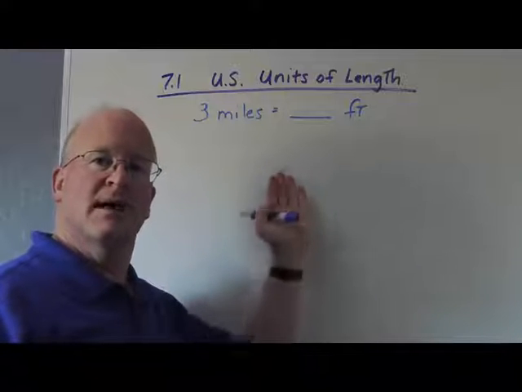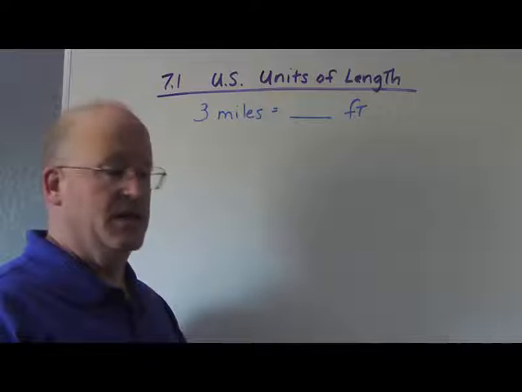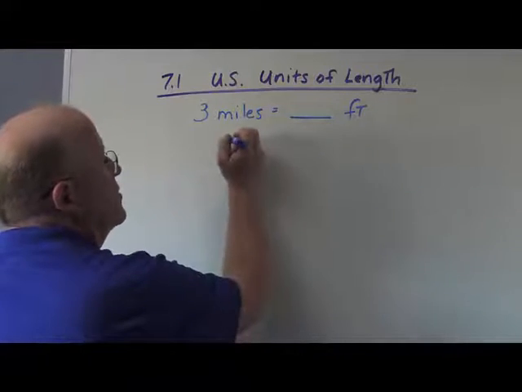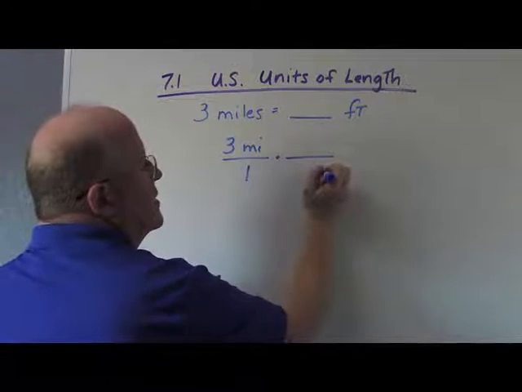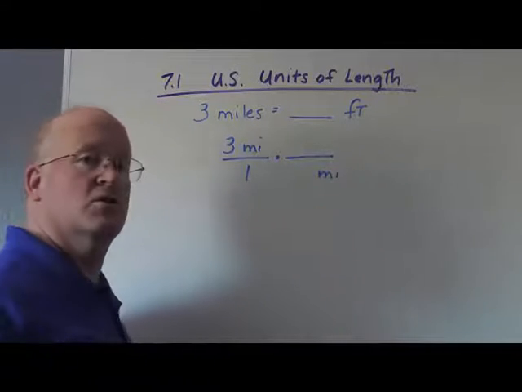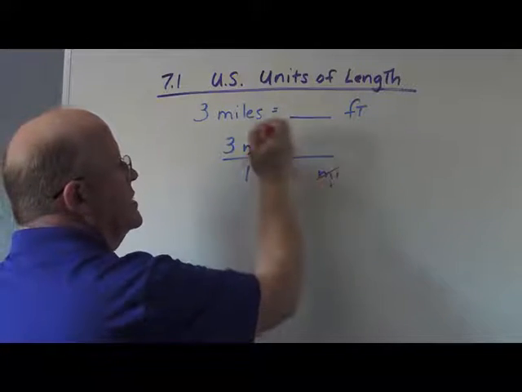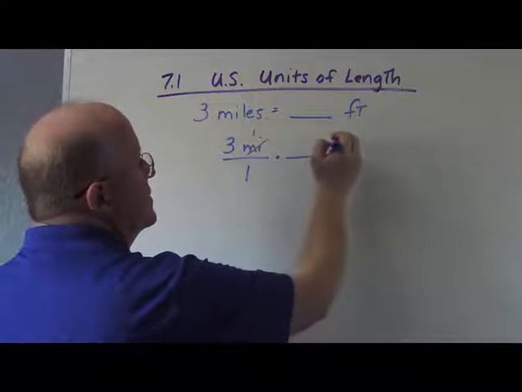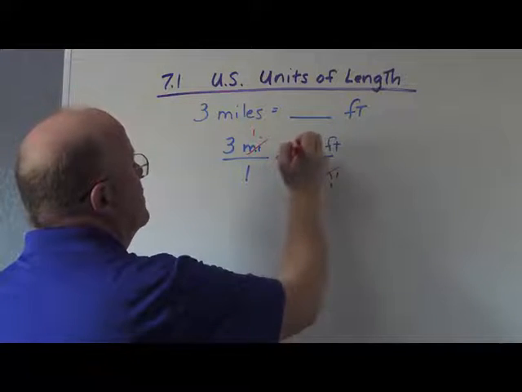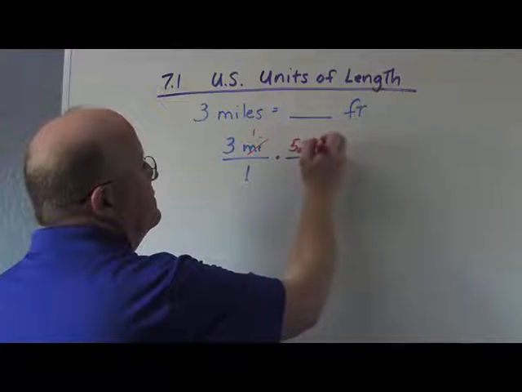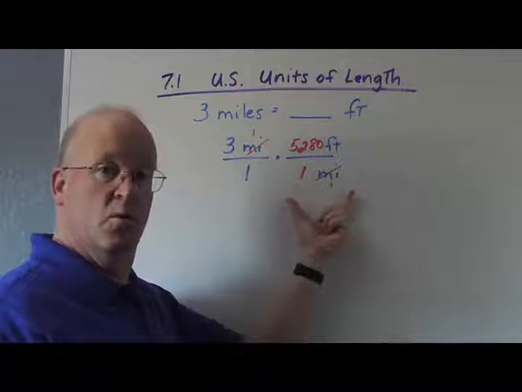Now let's do this next conversion. 3 miles is equal to how many feet? Again, I'm going to begin with 3 miles and put that over 1. And then I'm going to multiply it by a conversion fraction which has miles in the denominator so that I can cancel out those units and convert them to feet. Now, we know there are 5,280 feet in 1 mile, so this fraction again is equal to 1.